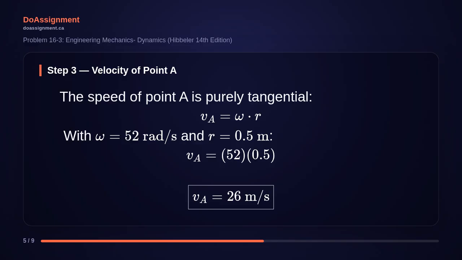The speed of point A equals the angular velocity multiplied by the radius. With omega equal to 52 radians per second and r equal to 0.5 meters, the speed is 52 times 0.5, giving 26 meters per second.